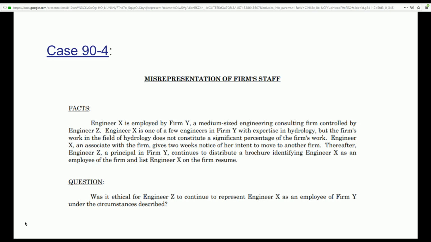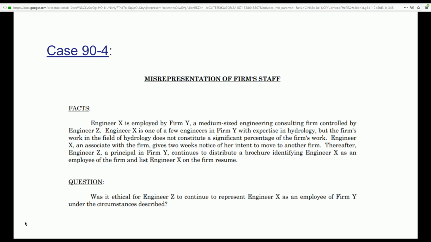So the actual facts of the case are pretty brief. I'll just read it. Engineer X is employed by firm Y, a medium-sized engineering consulting firm controlled by engineer Z. Engineer X is one of the few engineers in firm Y with expertise in hydrology, but the firm's work in the field of hydrology does not constitute a significant percentage of the firm's work. Engineer X, an associate with the firm, gives 2 weeks' notice of her intention to move on to another firm.